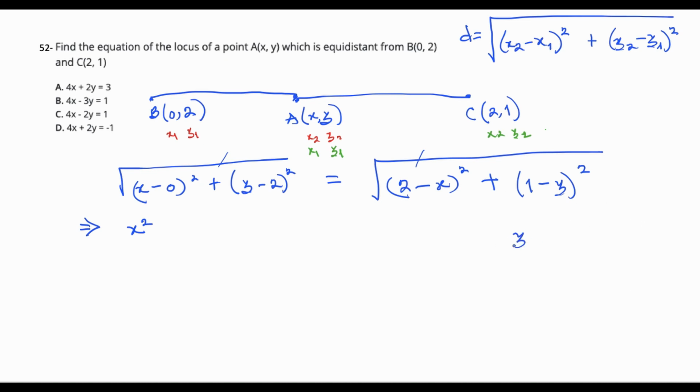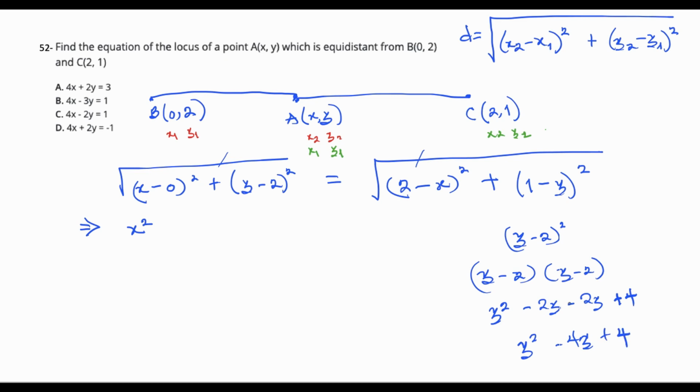So what about y minus 2 squared? Now y minus 2 squared is y minus 2 multiplied by y minus 2. So y multiplied by y equals y squared. Y multiplied by minus 2 equals minus 2y. Minus 2 multiplied by y equals minus 2y. And minus 2 multiplied by minus 2 equals plus 4. So our equation is y squared, minus 2y minus 2y is minus 4y, plus 4. So y minus 2 squared becomes y squared minus 4y plus 4.